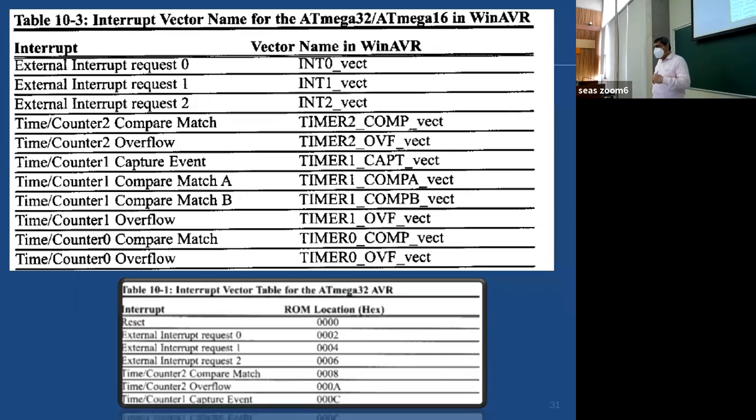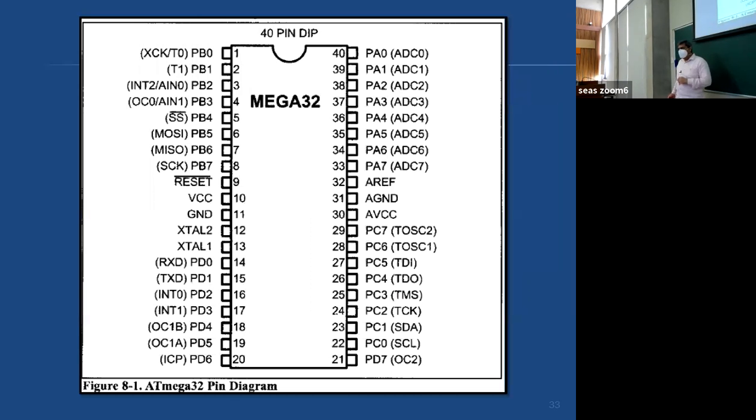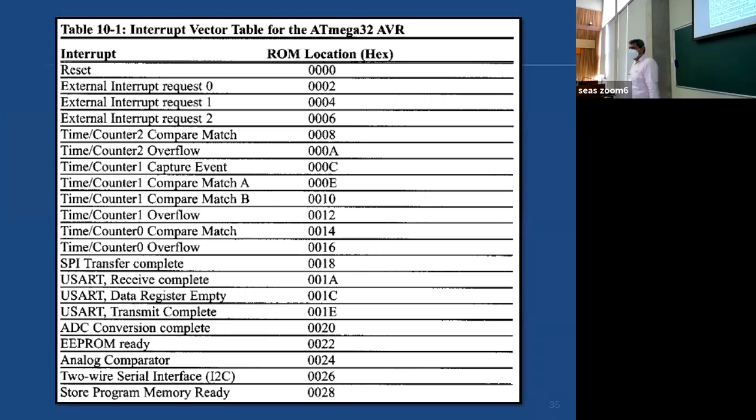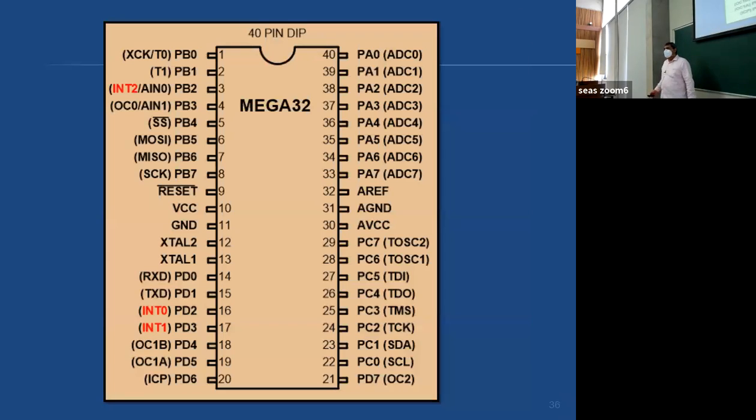and we observed that the program control will go to a location designated by the vector, and we have dedicated vector locations for all interrupts. We discussed the steps involved in interrupt. These are the ROM locations, the vector table for all interrupts. There are so many interrupts, and we stopped here. Any question at this stage? Any question?